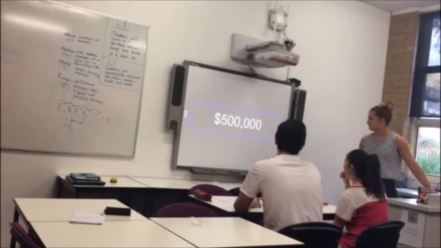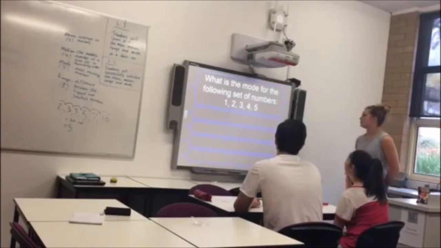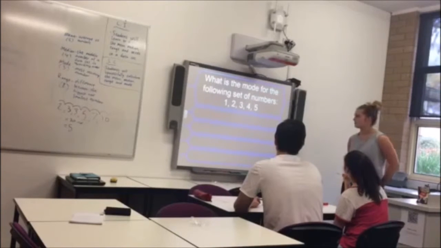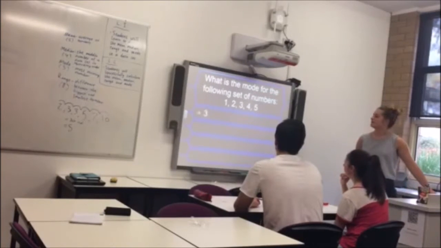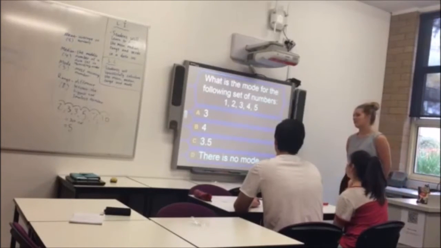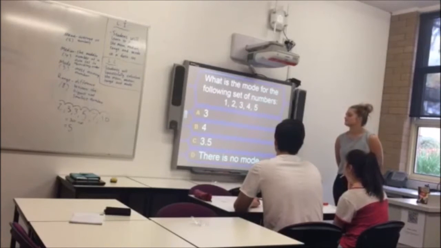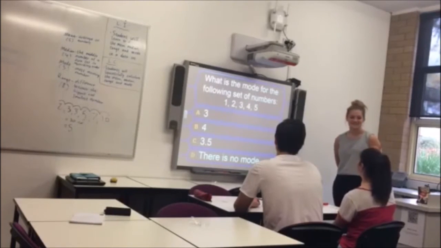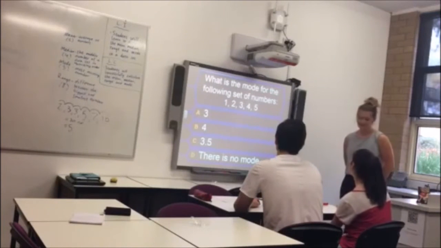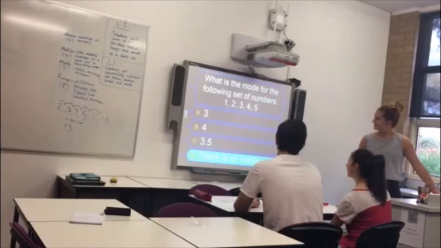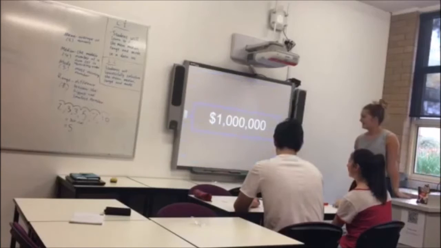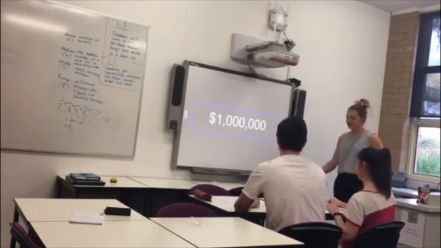Halfway there. Nearly $1 million. One more question. What is the mode for the following set of numbers? 1, 2, 3, 4, and 5. Is it 3, 4, 3.5, or there is no mode? What did you get? D, there is no mode. Good job. Here's $1 million. Thank you for playing, guys.